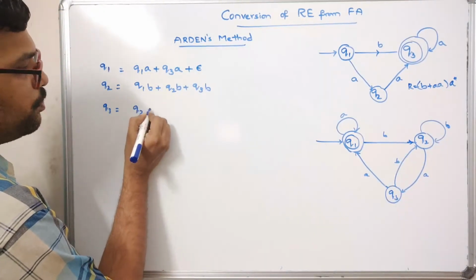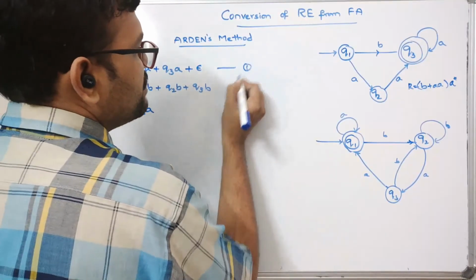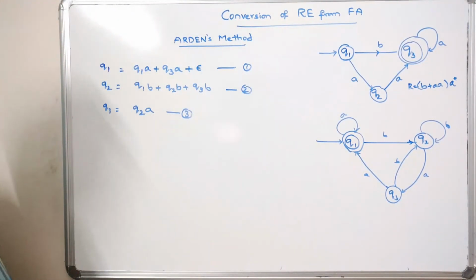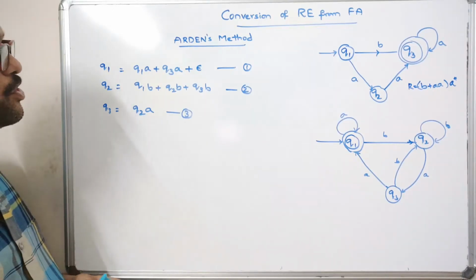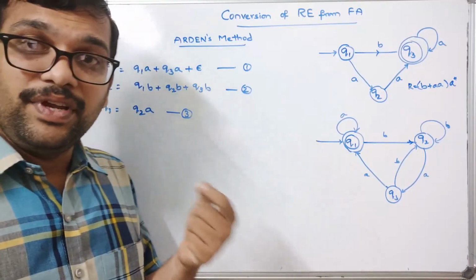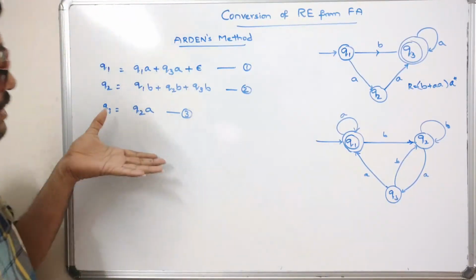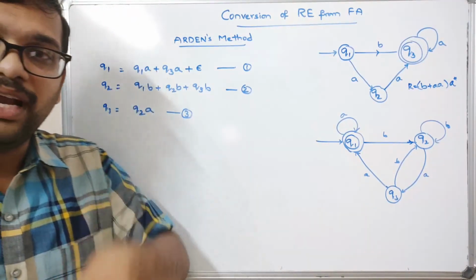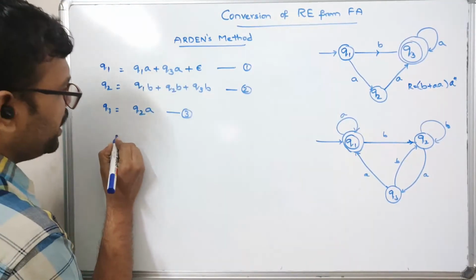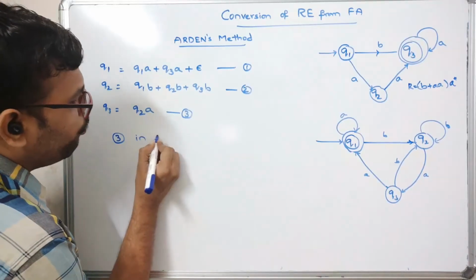So Q2A. These are the equations we have written, and this is the third one. First, what is the final state here? Q1. Finally we need to substitute the equations in Q1 so that we get the regular expression. Before going to that, just apply 3 in 1.